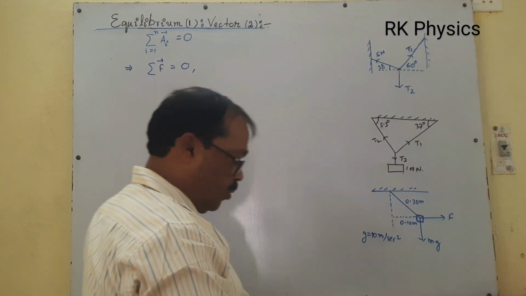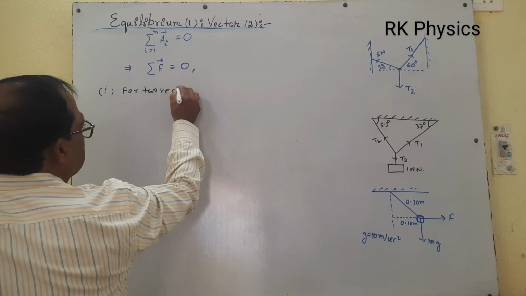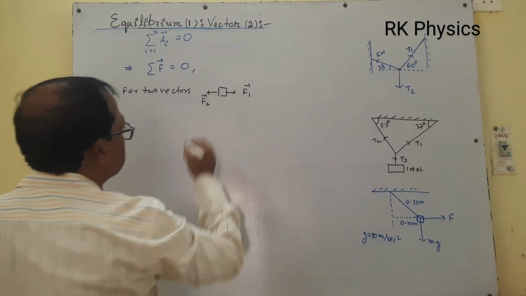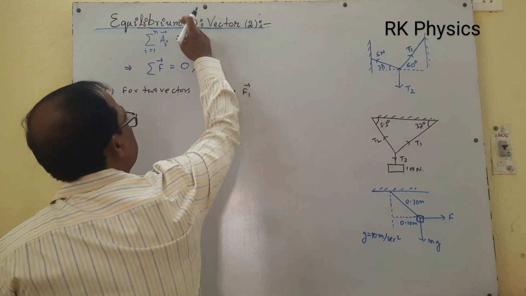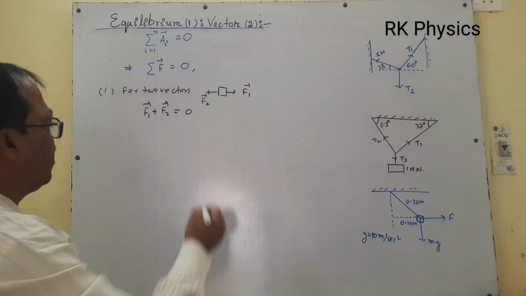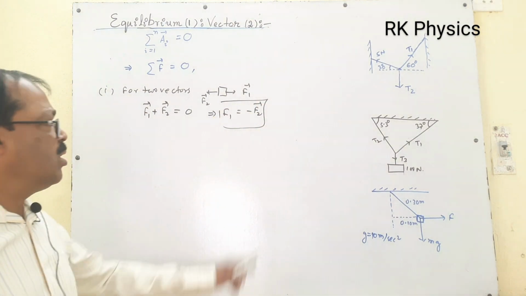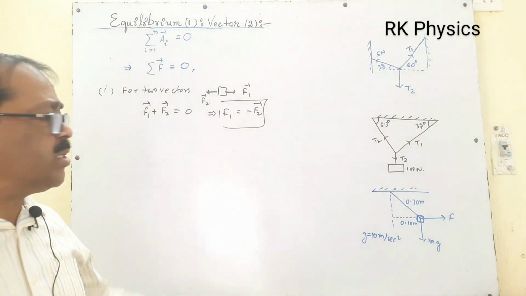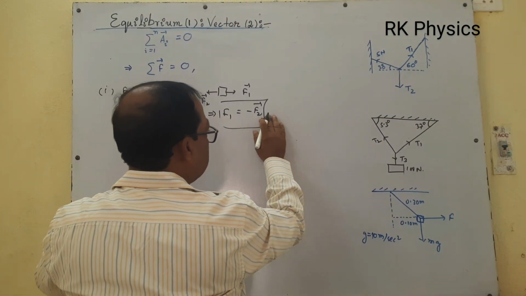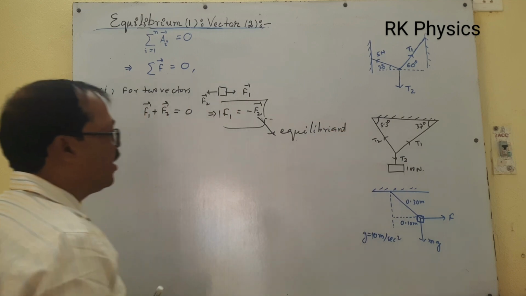Now for example, if you take two vectors, one is acting towards one direction, another is acting towards the opposite direction. If they produce equilibrium, then the sum of the two vectors must be equal to 0. That means you take one vector to one side and the other to the right. So this shows that the right vector having a minus sign cancels the first vector. The vector which cancels this vector is called the equilibriant.